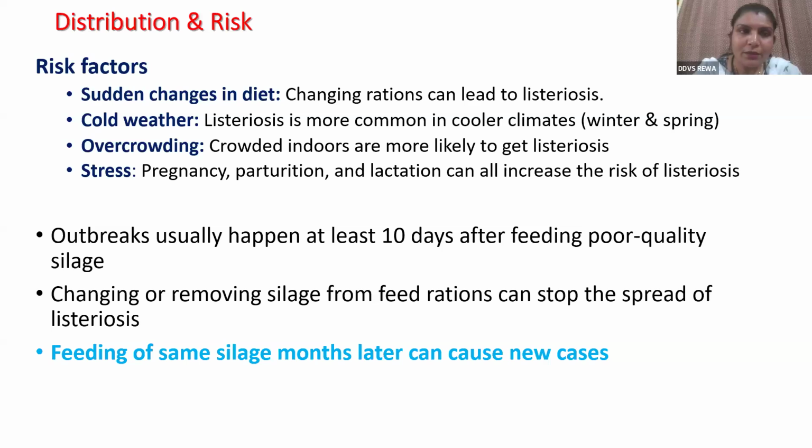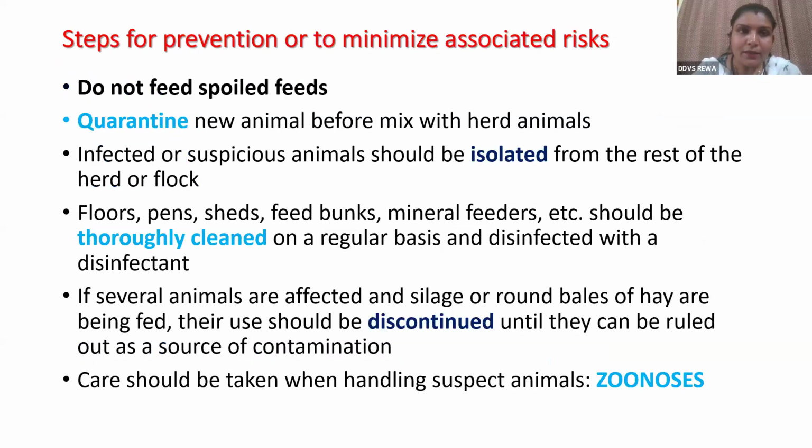And the distribution of disease and risk factors involves a sudden change in diet and all these factors which may facilitate or predispose the animal to get the infection. So for prevention and control, the first and most important thing is not to feed spoiled feeds to the animal, and newly imported animals should be quarantined first. During an outbreak, the infected animal should be isolated.